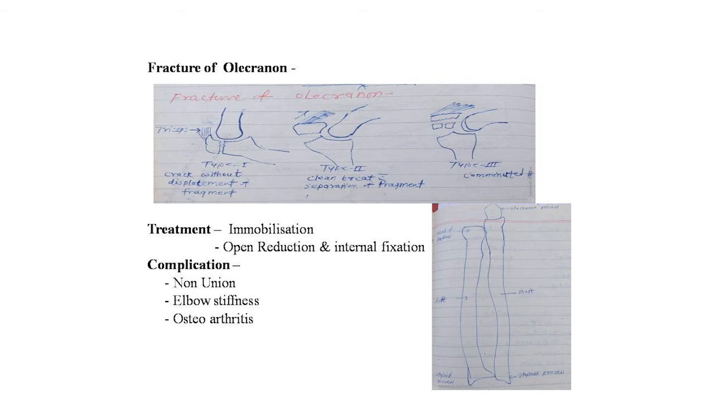Treatment is immobilization, open reduction and internal fixation. Complications of olecranon fractures are non-union, elbow stiffness and osteoarthritis. These are the common complications in these elbow joint fractures.